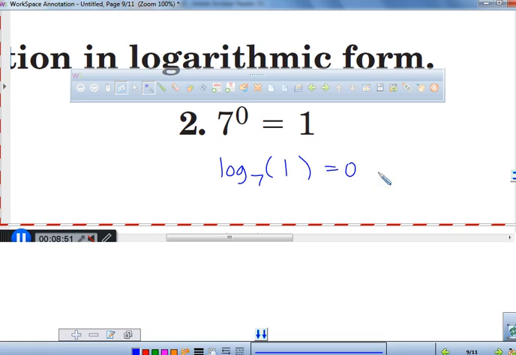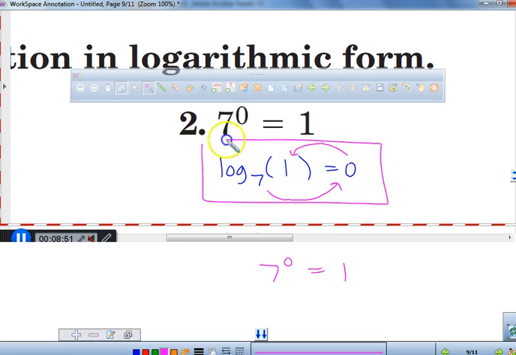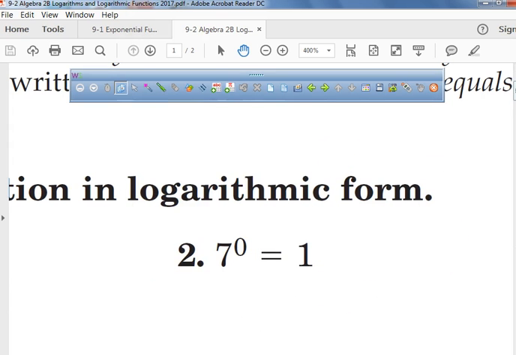Now, here's how you can check it. If you do it, and you're unsure, did I do it right? Then go around the world, see if it works. Is 7 to the power of 0 equal to the number 1? Yes. 7 to the power of 0 is equal to the number 1. You see how I went around the world to check my answer? All right? This right here is your answer. You don't have to put the arrows. That was just to help you check it.